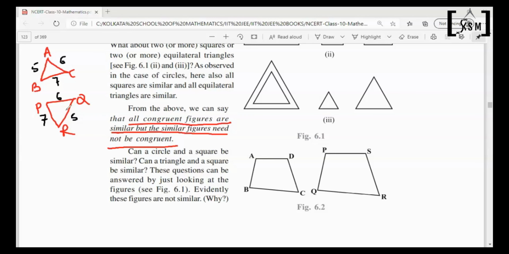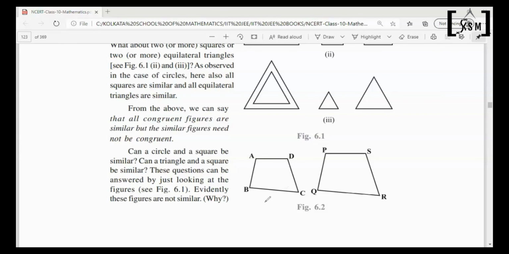Now we'll be learning about similarity. As you can see in this figure and the bigger figure, these two triangles have certain similar properties. The only difference is that this is a smaller one and this is a bigger one. So these two triangles are said to be similar. Now there are certain rules by which we can prove that two figures are similar or not. So let's come to those rules.